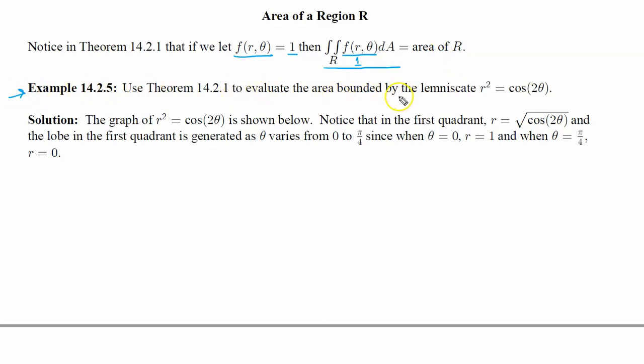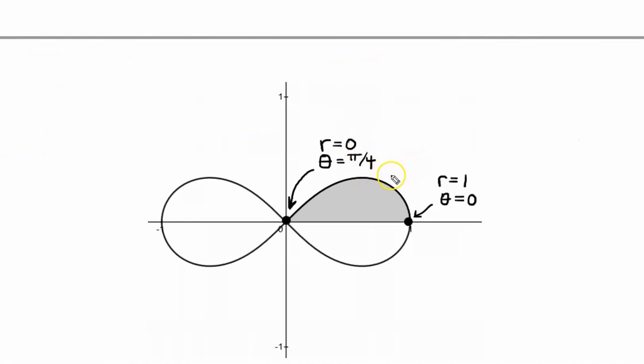Now let's take a look at this example. Let's evaluate the area bounded by this lemniscate, r squared equals cosine of 2 theta. Down here we have the graph of what that looks like. Notice that we can write this as r equals plus or minus the square root of cosine of 2 theta, right?